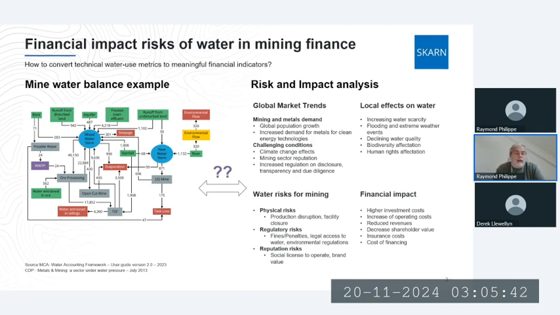If you see on the left side, this could be a typical water balance of a mine site. The question is then how to convert that into physical risk, regulatory risk, and reputational risk quantifications, and then to convert that into financial impacts such as higher investment costs, increase of operation costs, revenue impacts, and so forth.